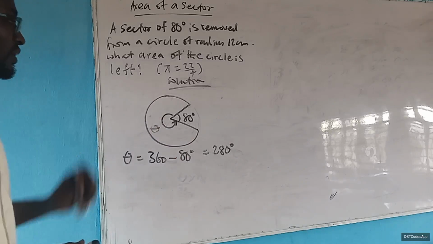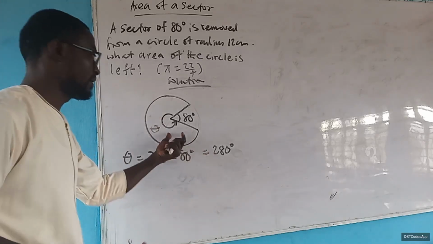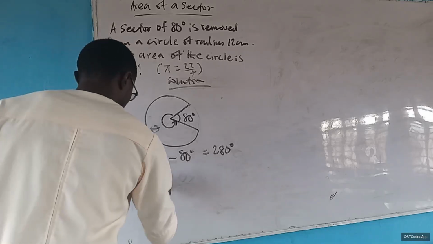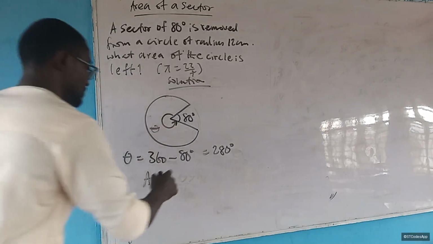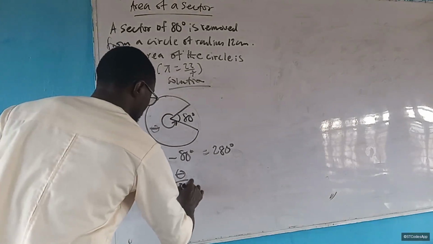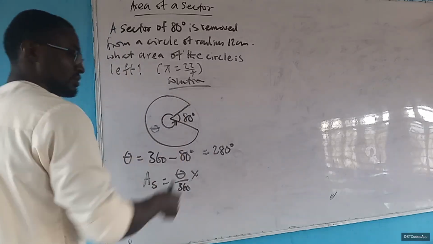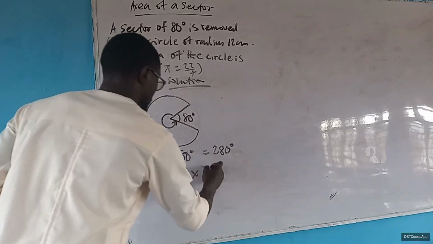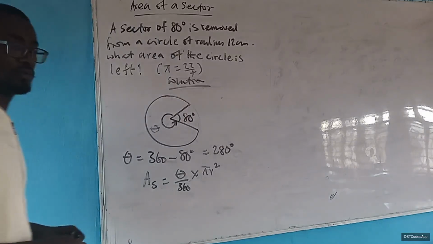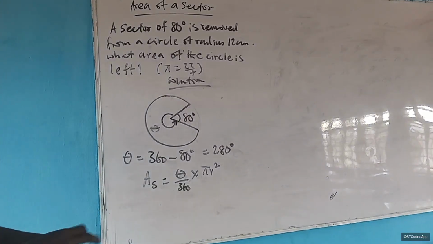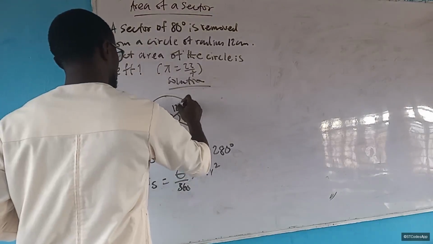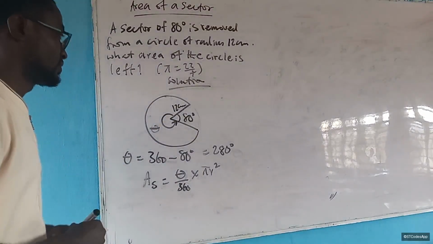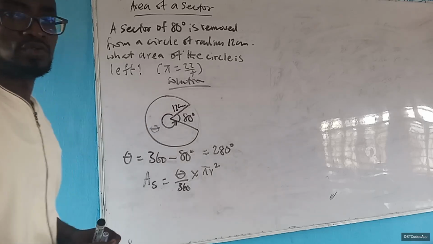What will be the area of this inner part now? A fraction of that angle is what we have as the area of the sector. This sector we are having is theta over 360 times the total area of the circle, which is pi r squared. From this diagram, we are told that the radius of this circle is 12 centimeters. So here should be 12 centimeters, and we are taking our pi as 22/7.